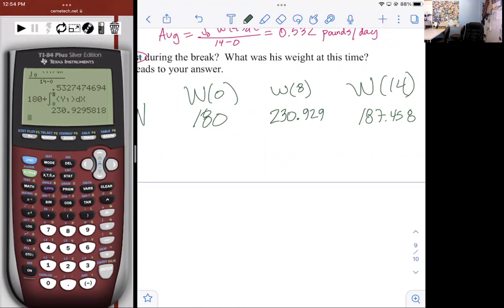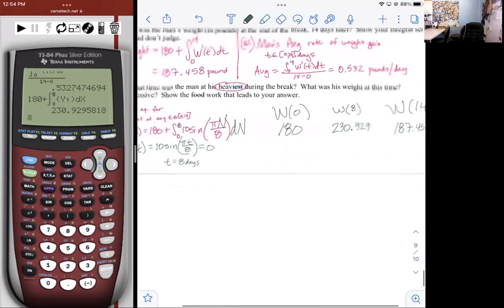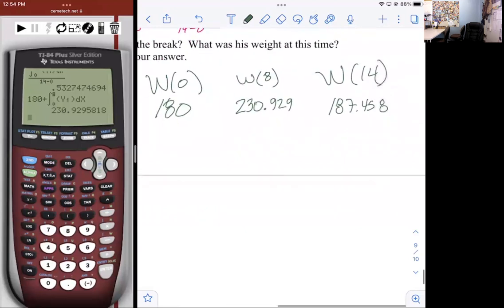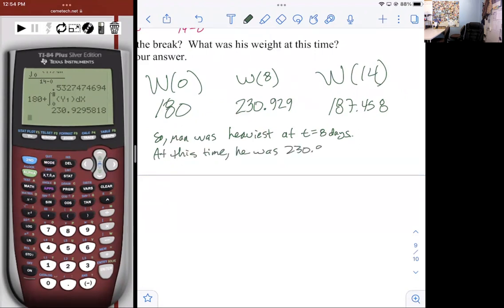All right, so now by the EVT, one of these is the max, one of them is the min. And now we answer the question. It said, what was his weight during this time? So now we'll say, so the man was heaviest at t equals 8 days. Okay, and we wouldn't have to justify because that is the justification, right? The EVT. And then you'll say, at this time, he was 230.929 pounds, LBS for Libras.